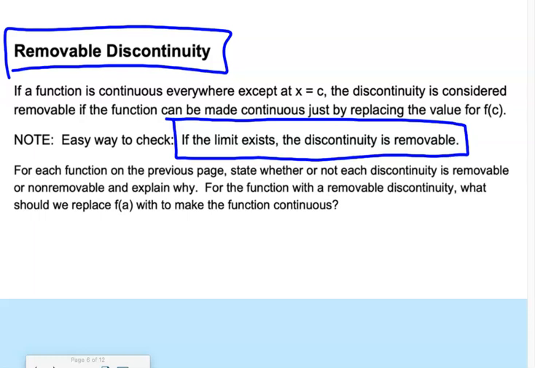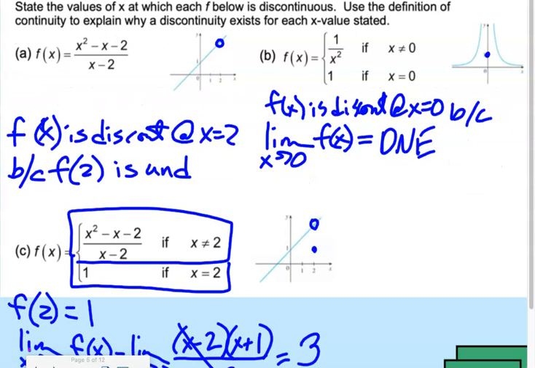Okay, so if we take a quick peek at these three graphs, I want you to just, as a class, yell out for this one, removable or non-removable? Removable, because the limit exists. For this one, removable or non-removable? Non-removable, the limit does not exist. For this one? Removable, because the limit exists. Is that okay? Okay. All right.